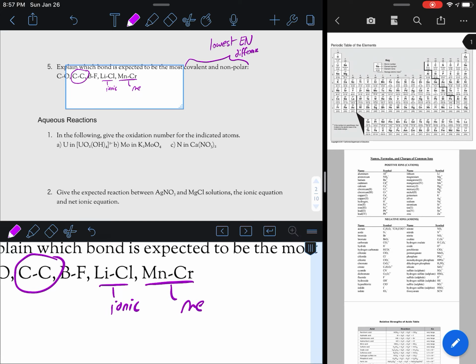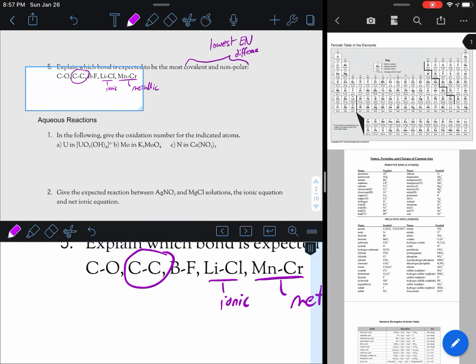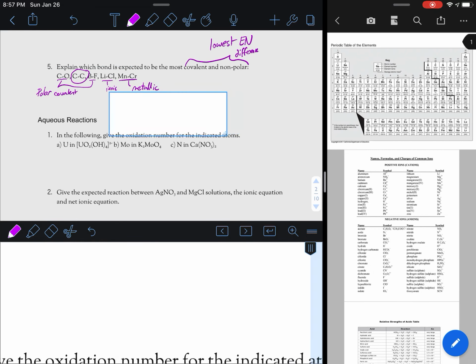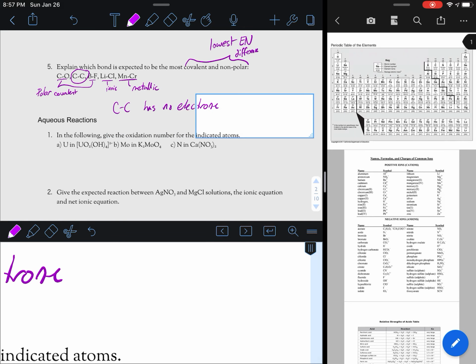These are two metals, so this would actually be metallic bonding, which I don't even think we covered. But it's a sort of special bond. Boron and fluorine and carbon and oxygen are both going to be polar covalent bonds. These are both polar covalent because they are both non-metals. At least we can guess. We could get the electronegativity difference and really confirm, but the carbon-carbon bond has no electronegativity difference. They are exactly identical.